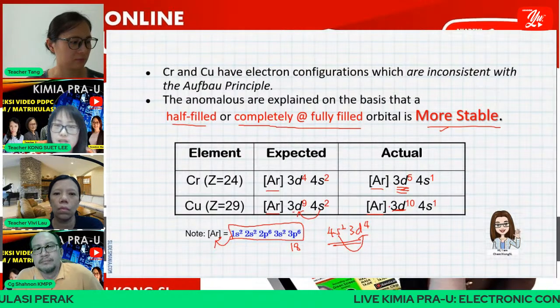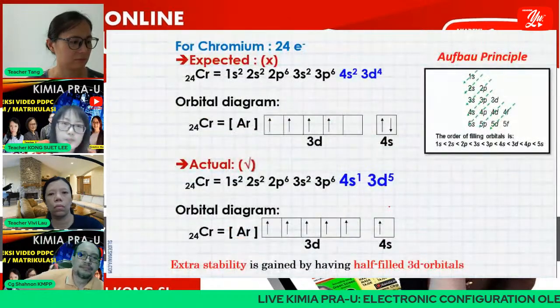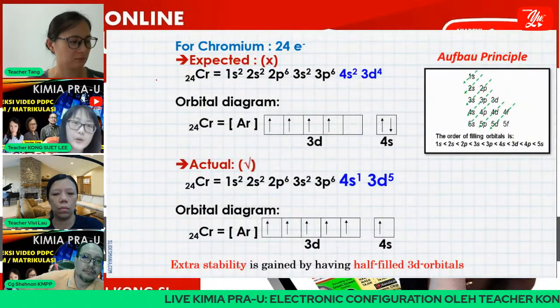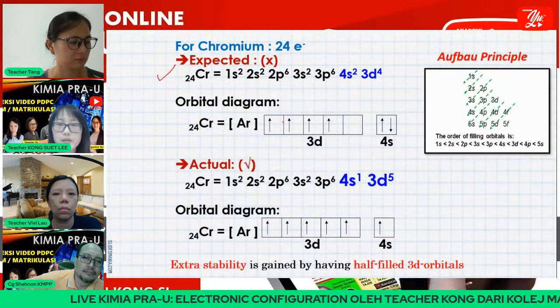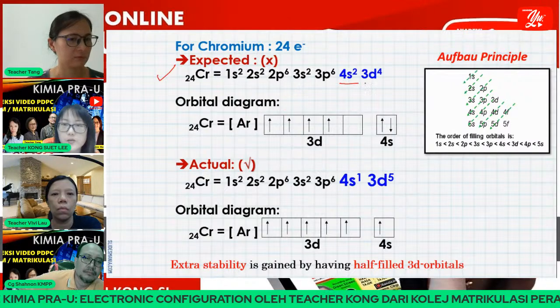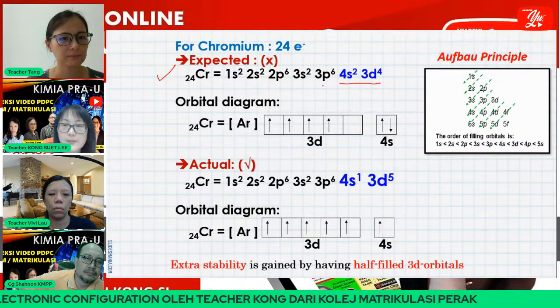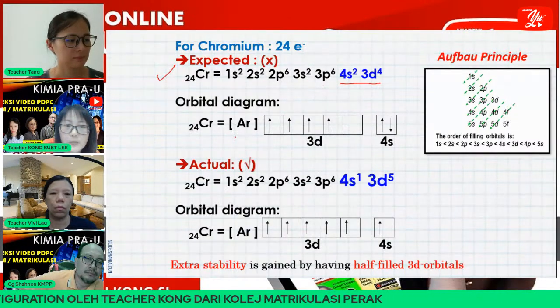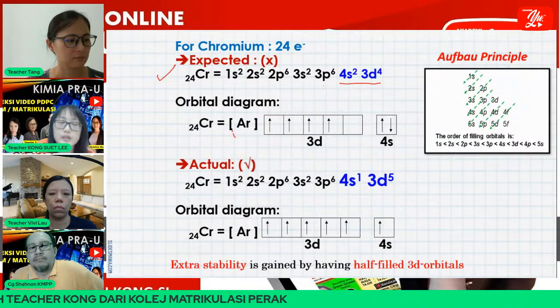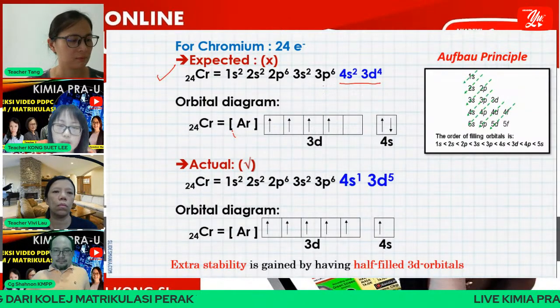So how to answer this kind of question? First of all, you must write what the expected electronic configuration is. So the expected is 4s2, 3d4. This is spdf notation. And this one is the orbital diagram. It depends. If the question didn't mention, you just choose either one to answer.